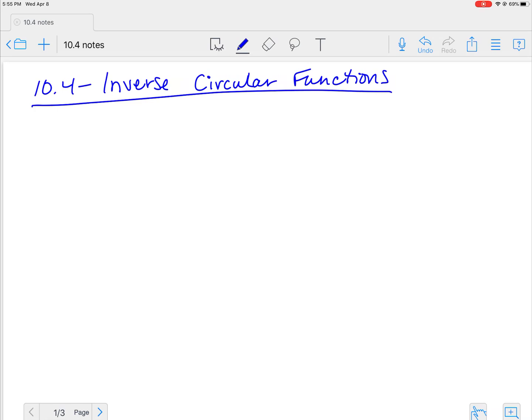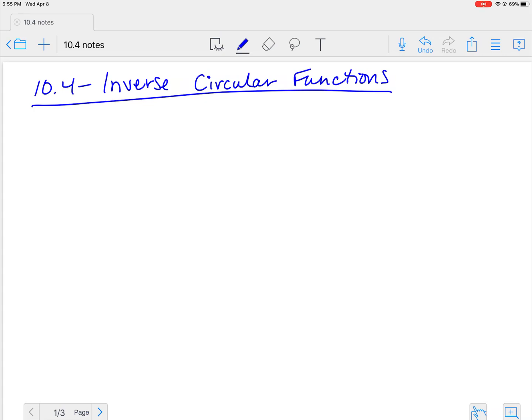Okay, let's change it up a little bit here. So let's talk more about inverse trig, the inverse of our circular function. A circular function is just that repeated function, right? That periodic repeated function. So we want to look specifically at our inverse trig.